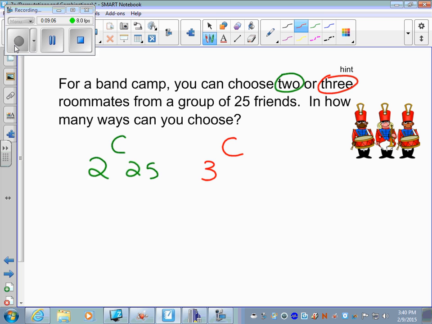And then we have this word or. Whenever you see or, that is adding. So we're adding these together. So this will give us all of our combinations added together. So when we figure this out, put this in the calculator.